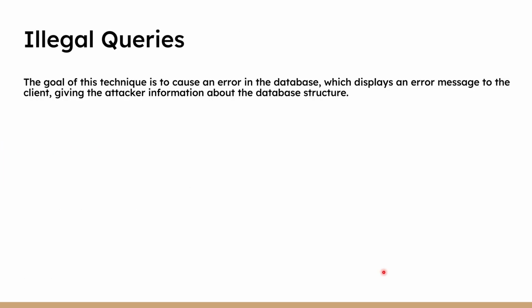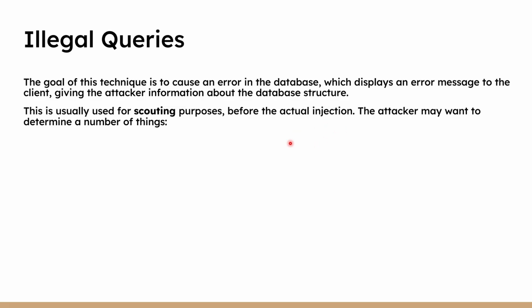Illegal queries. This is basically where they cause an error in the database, which displays an error message to the client, and this basically gives the attacker like clues about the database structure. So like the names of tables or like the data types of a column. All of this stuff is useful for someone doing SQL injections. Yeah, it's like scouting purposes.